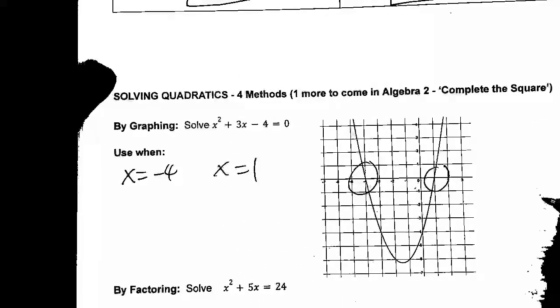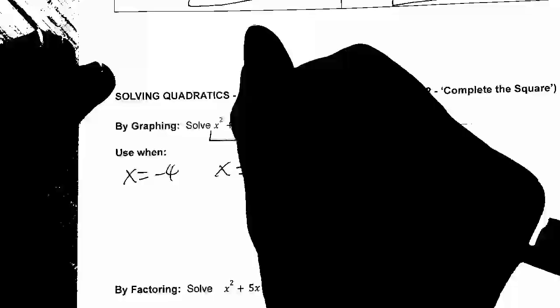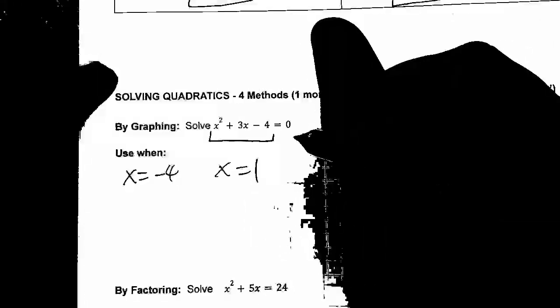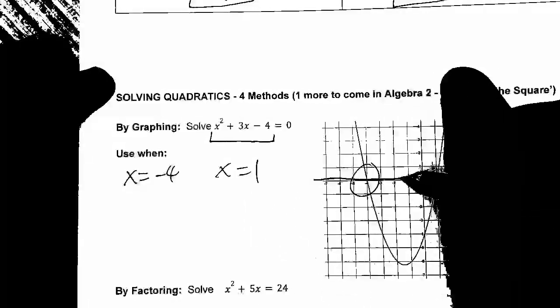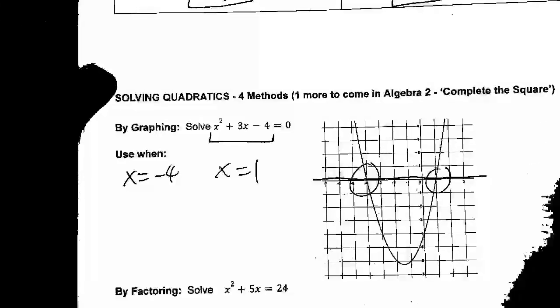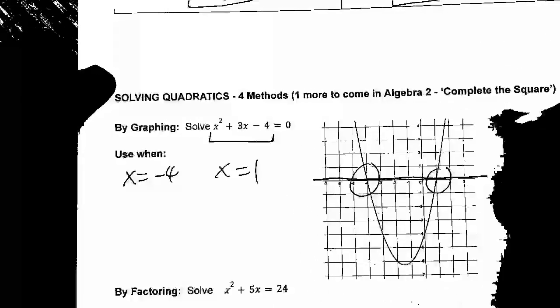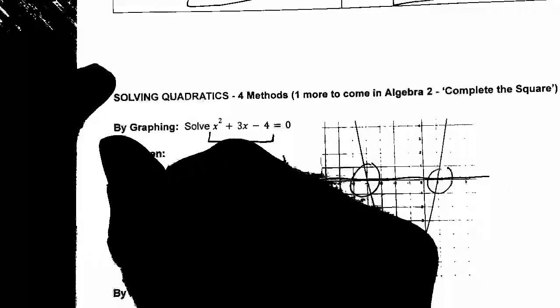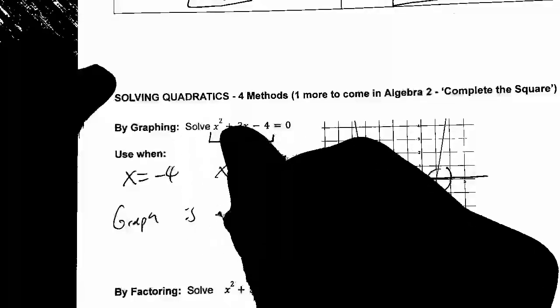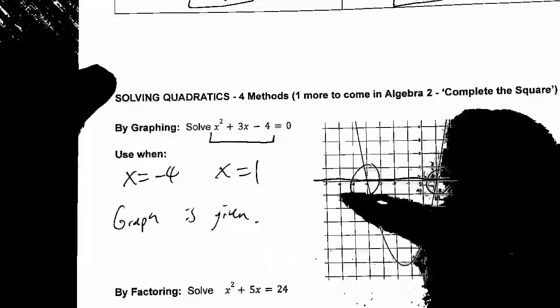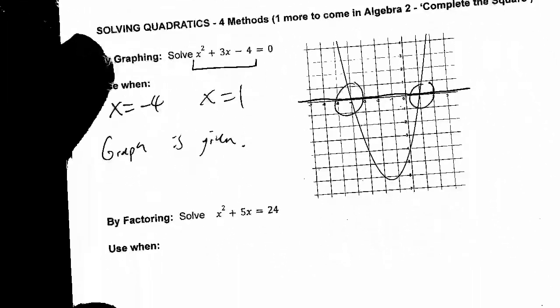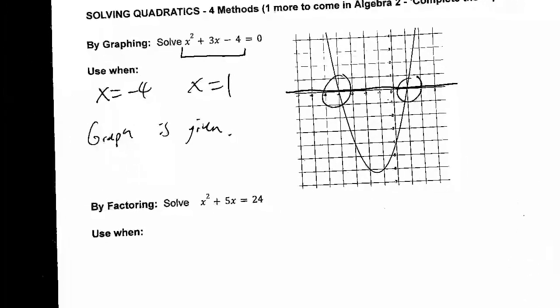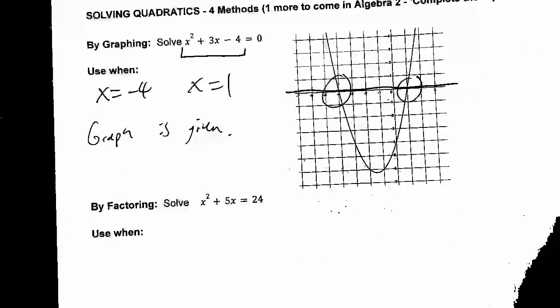To solve by graphing, right? You're basically graphing x squared plus 3x minus 4, and then 0 is just the x-axis. So the solutions are just where they intersect the x-axis. That's it. So it's negative 4 and 1. Thank God. So use it when a graph is given, right? Why did we even have the equation up there? It's just bringing it all together.